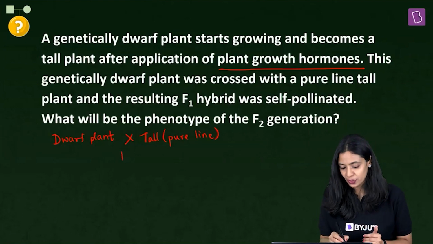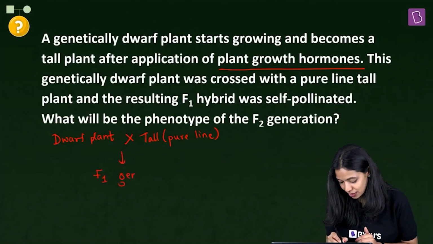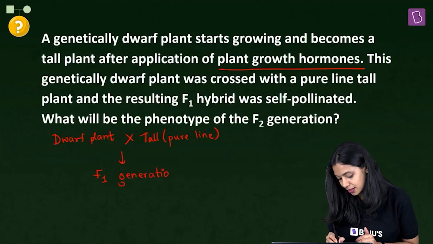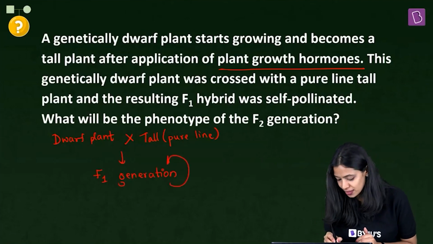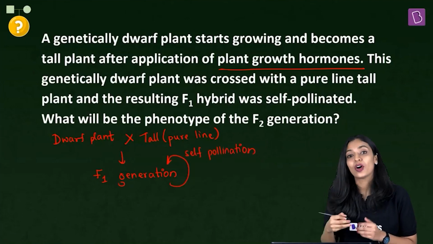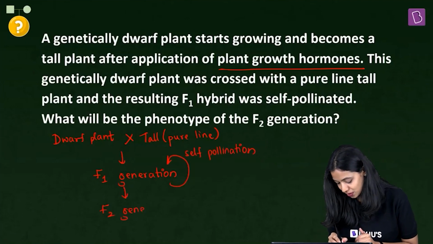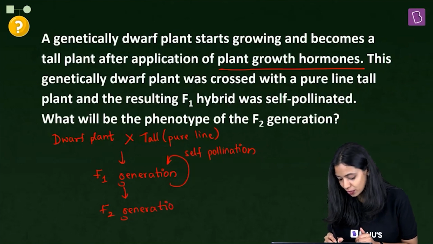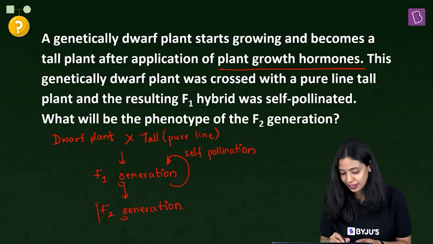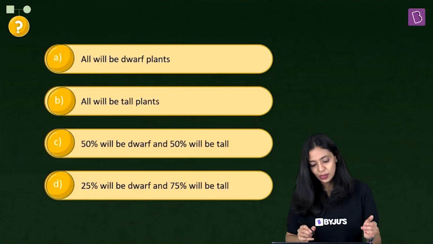As a result of this cross, the offspring that is obtained is referred to as the F1 generation, right? Now, this F1 generation of plants is allowed to undergo self-pollination. The offspring that is obtained as a result is the F2 generation. Now, what is it that we have to find out in this question? We have to find out the phenotype of this F2 generation. Okay, now let's look at the options.